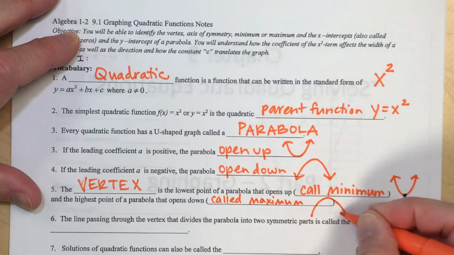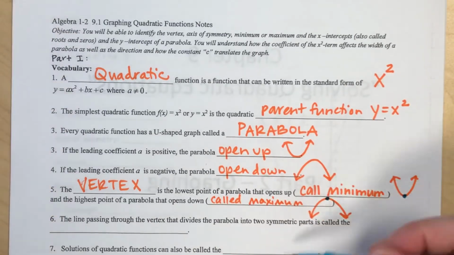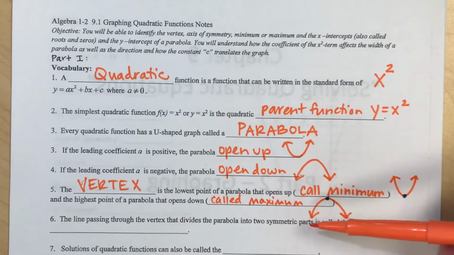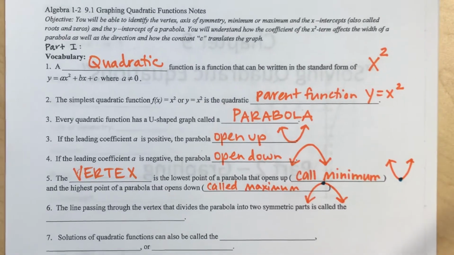Because your picture will open down, there will be a highest point. So the max it can reach height-wise, kind of like when you throw a ball in the air, it will reach a max height and then it will come back down to earth. So something similar to that.